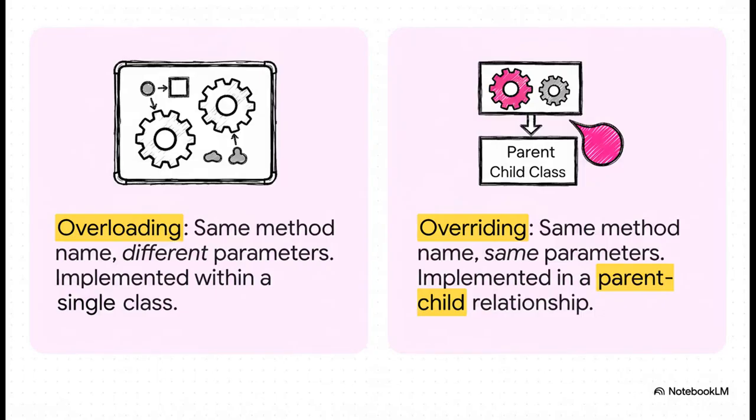Okay, let's pause for a second because this is a spot where a lot of people get tripped up. Overloading versus overriding. They sound similar, but they're totally different. Overloading is when you have methods with the exact same name, but inside the same class, and they just take different inputs. Overriding, on the other hand, is all about inheritance. That's when a child class decides to create its own special version of a method it got from its parent, using the exact same name and the exact same parameters.